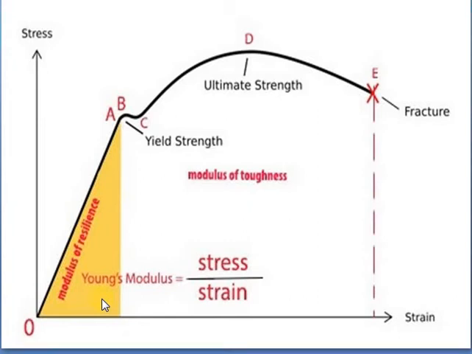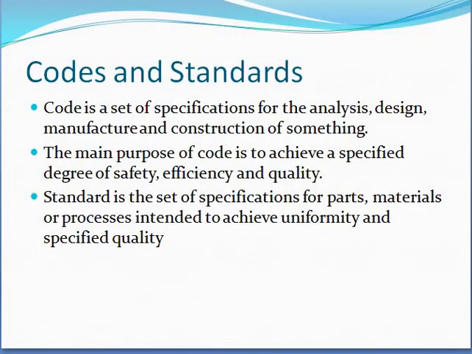So here we can also see the Young's modulus of the material, which is given by stress divided by strain, which is one of the important parameters of the material. So next we'll go to the codes and standards which are required for the design process.